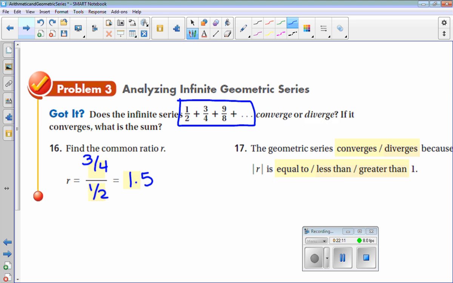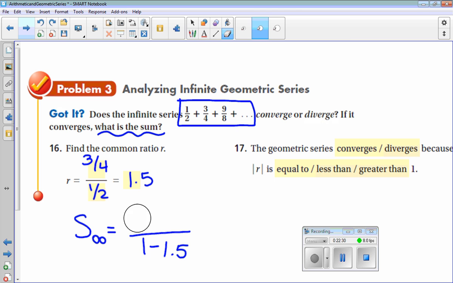So what's the sum? Well, what's the sum? It's an infinite series, so we know what formula we're using. It has a dot, dot, dot. So we're going to use that infinite sum formula. We know what r is. We have the first term over 1 minus r. And I'm just going to put a 0.5 at the top. It's the same thing as 1/2. Plug that in and tell me what it is.